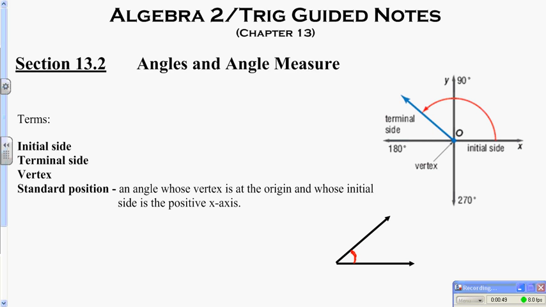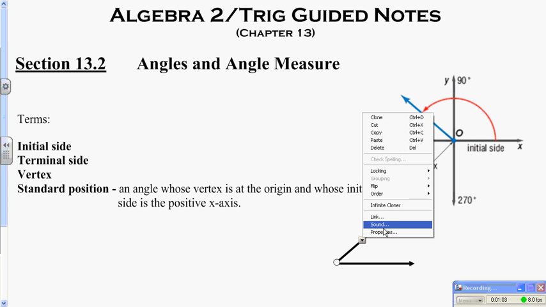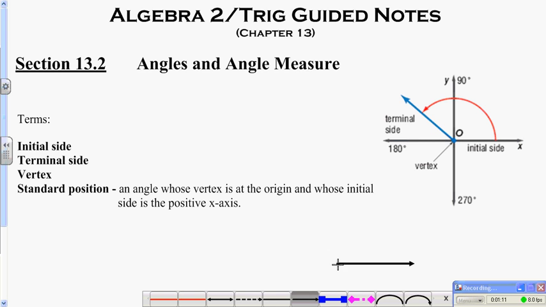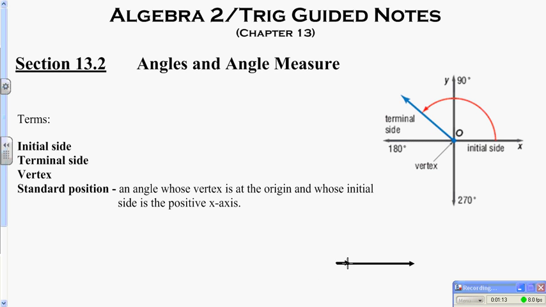Now again, trig is going to take a look at this in a different manner. It's going to look at it and say, we're going to take one ray and rotate it. And with that rotation, we will create an angle.